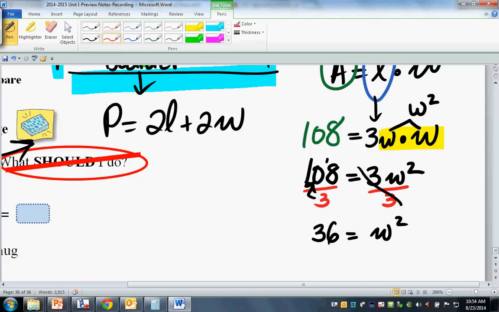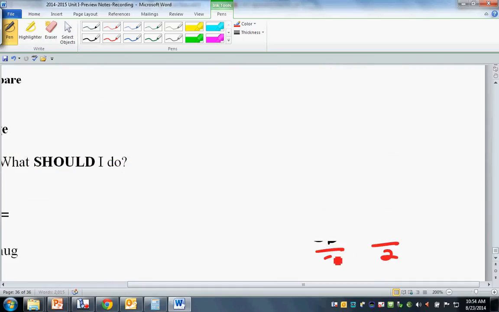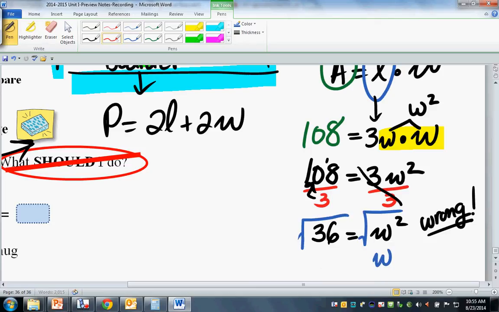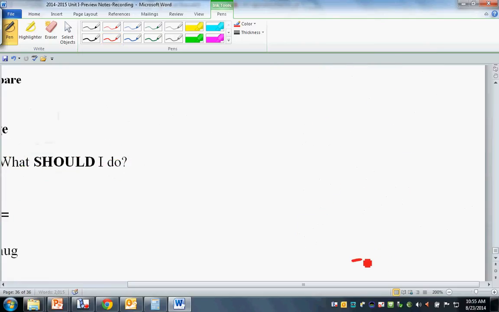Now to solve for this, what I'm about to show you is wrong. The opposite of squaring is not dividing by 2. What I just showed you was wrong. The opposite of squaring is square rooting. So we're going to square root both sides. And we find out that W, the width, is 6.